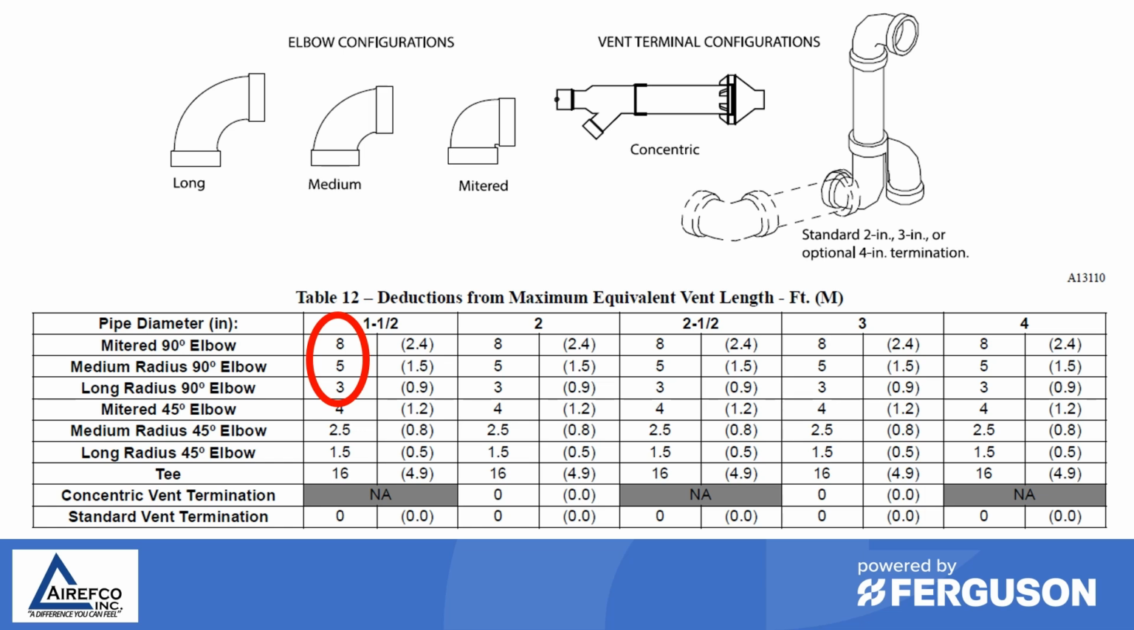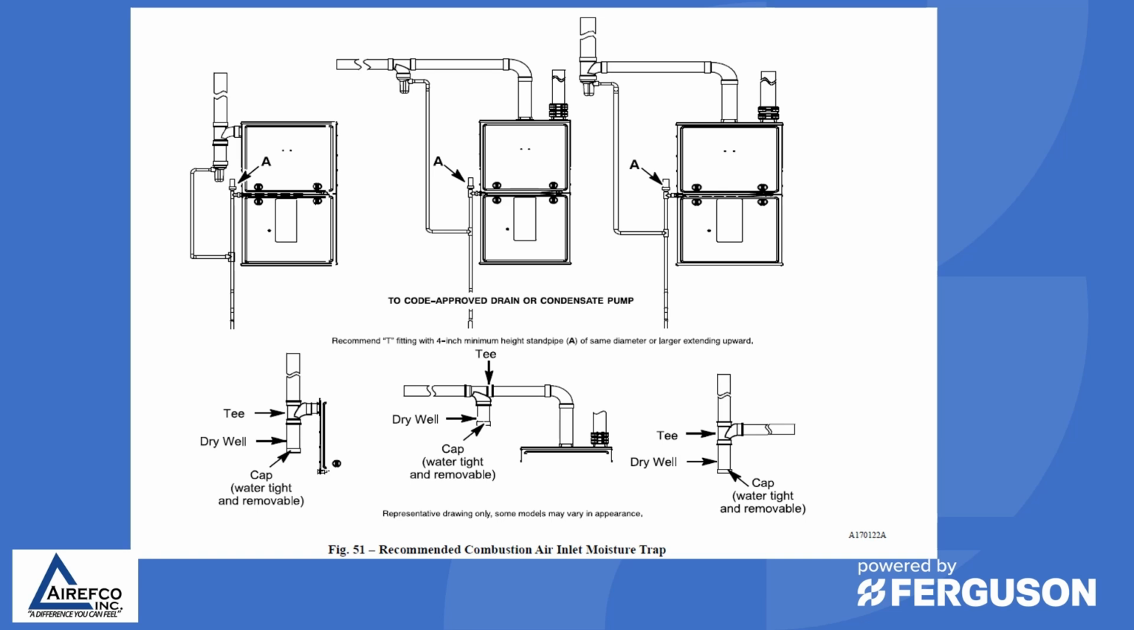And then, of course, you have to figure in the concentric or the two-pipe termination to make sure that you are still within your maximum equivalent vent length for that furnace. So as we have said before, most manufacturers make allowances for combustion air inlet moisture traps, and they will give you various diagrams of how you can set those up so that any moisture coming in the combustion air pipe can be diverted from the furnace into the condensate trap. These are common practices on 90% furnaces.